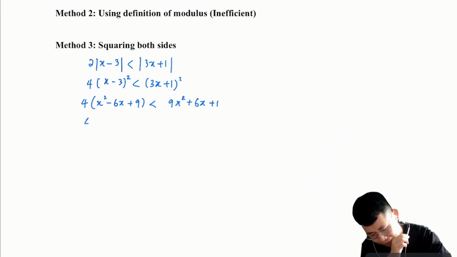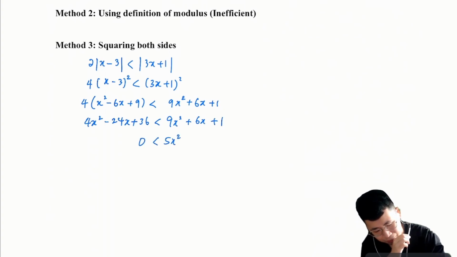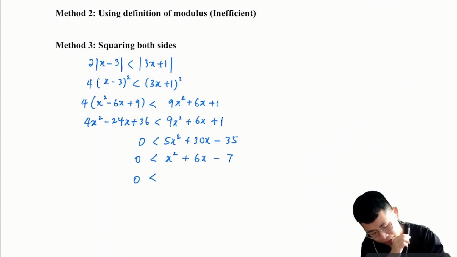Okay, so let's expand again. Expand. Okay, so over here 5x squared plus 30x minus 35. Just nice, I can divide everything by 5. Then I can factorize this.